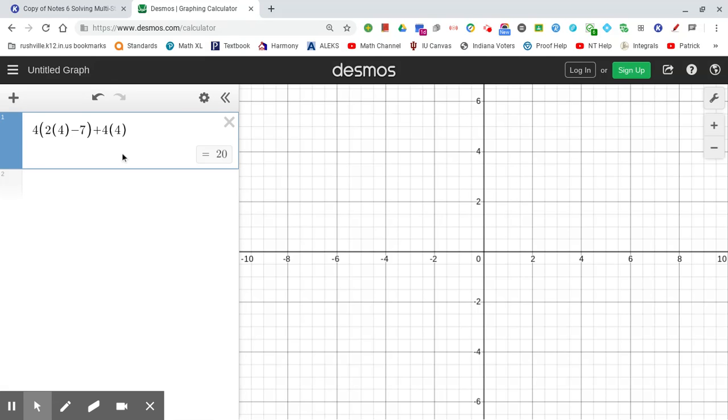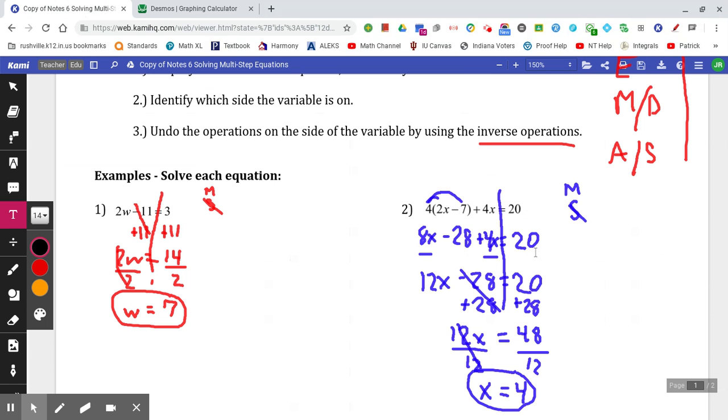And that was actually a subtraction sign. All right, so now that I replaced x with 4 and I replaced x with 4, I can see that my left-hand side is now equal to 20, and my right-hand side was originally equal to 20. So that's how I can check my work.